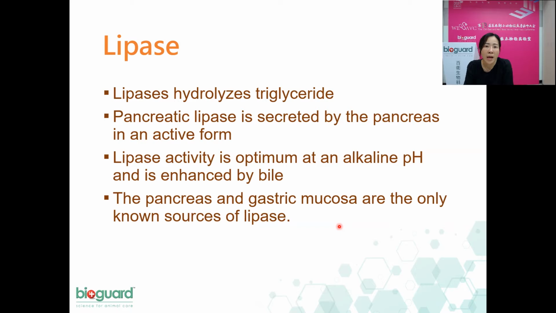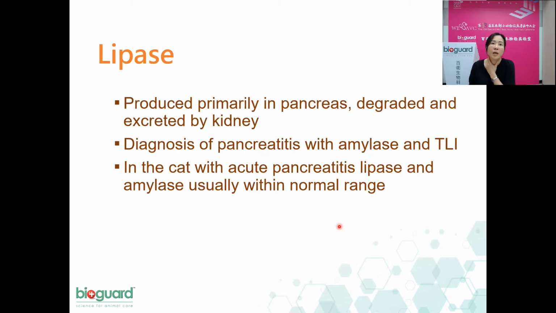The pancreas and the gastric mucosa are the only known sources of lipase. So basically, just like amylase, lipase is produced mainly in the pancreas and is degraded by the kidney. So please do remember that any kidney problem may also result in some elevation of lipase.